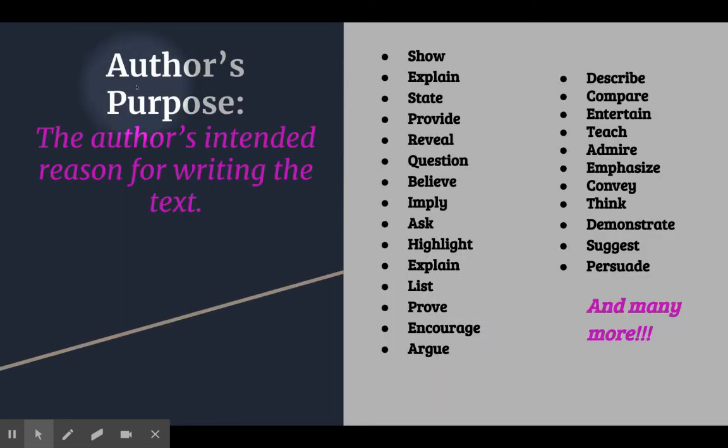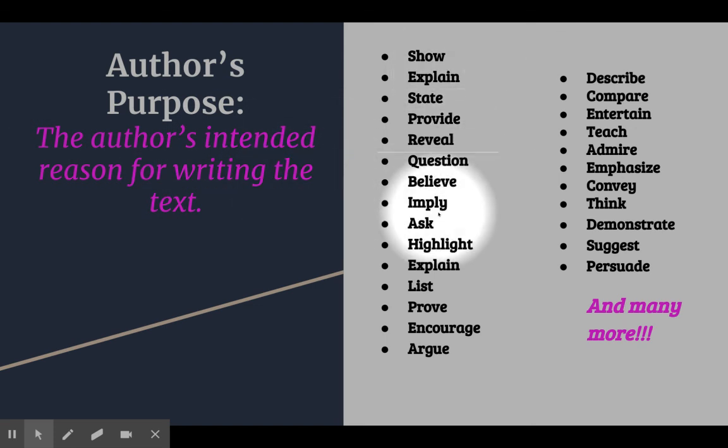Let me start off by explaining what author's purpose means. I know you know this. You've covered this skill before in ELA in 6th grade, and maybe even at the beginning of the year in this class. The author's purpose is the author's intended reason for writing the text.